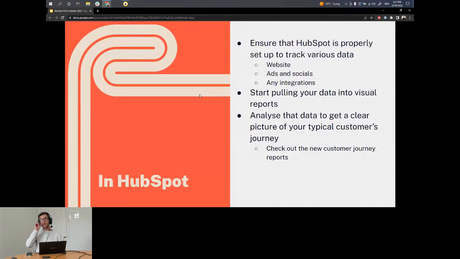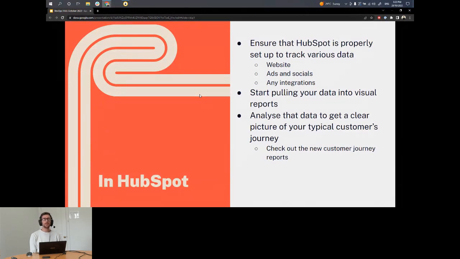So in HubSpot, firstly, you ensure that your portal is correctly set up. Is the HubSpot tracking code firing on your website? Are your ads and social accounts connected? Are all key integrations you're using bringing in the data you want them to? And if not, how can you solve that?